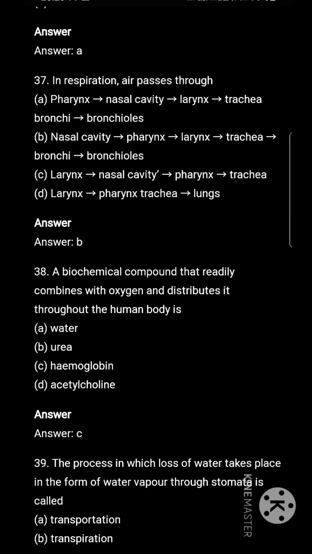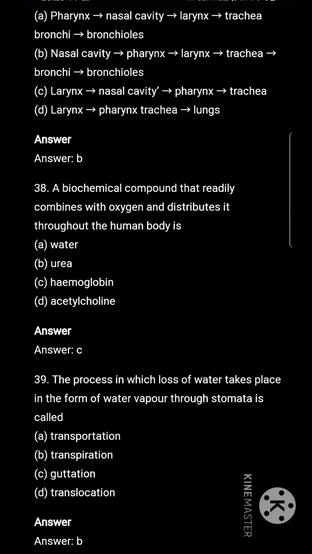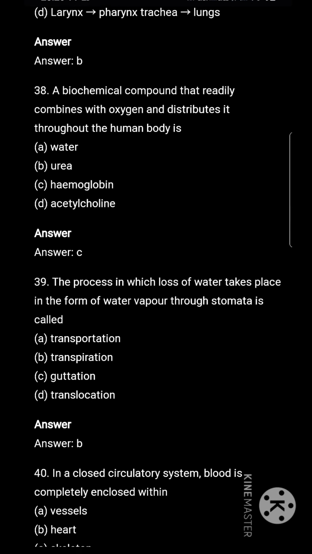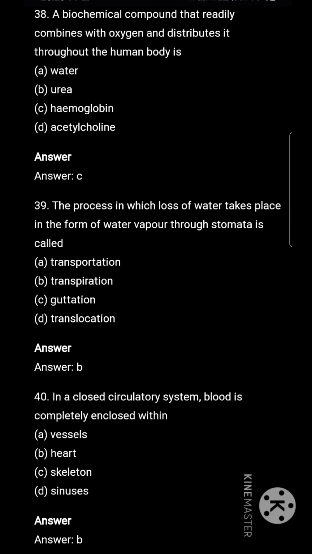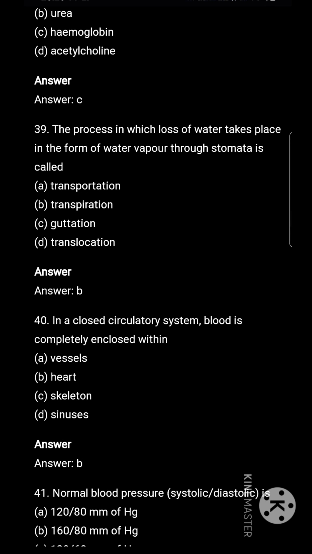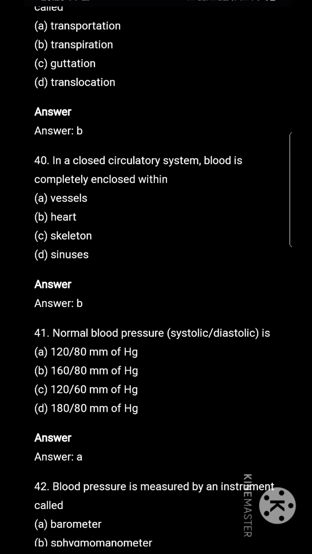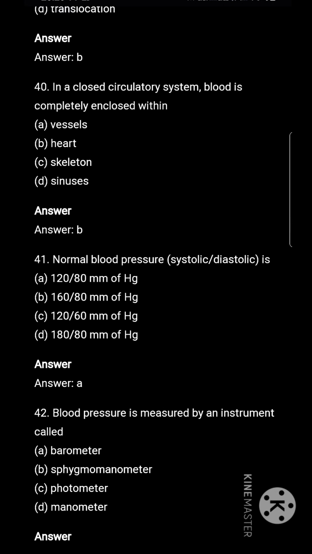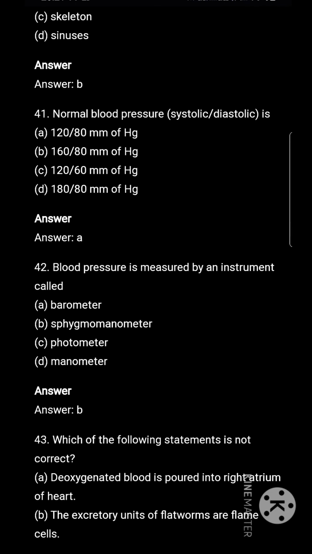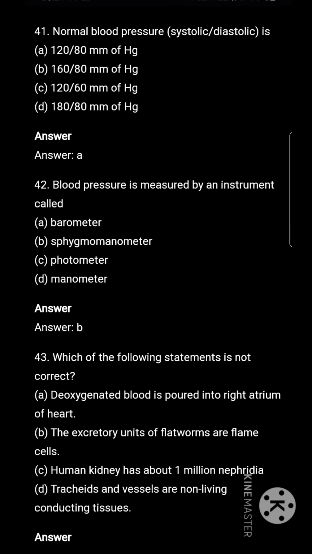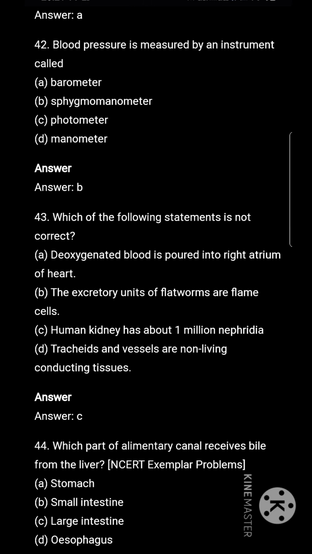In respiration, air passes through the nasal cavity, pharynx, larynx, trachea, bronchi and bronchioles. A biochemical compound that readily combines with oxygen and distributes it throughout the human body is hemoglobin. The process in which loss of water takes place in the form of water vapor through stomata is called transpiration. In a closed circulatory system, the blood is completely enclosed within the heart. Normal blood pressure, that is systolic and diastolic pressure of a human being, is 120 by 80 millimeter mercury. Blood pressure is measured with the help of an instrument called sphygmomanometer.